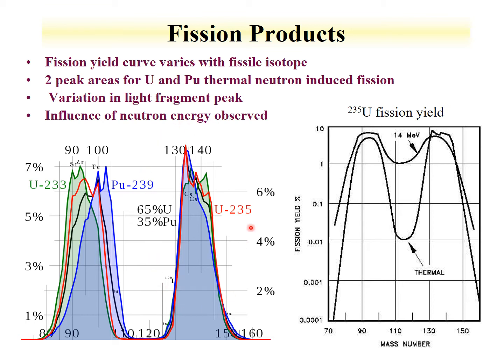And we see here that this heavy fragment is pretty consistent regardless of what isotope undergoes fission, but the light fragment changes. So the uranium-233 is lighter, the uranium-235 is a little bit more, and the plutonium-239 is a little bit more, a little bit heavier. We can also see the influence of neutron energy. Now again, this is admittedly a log scale, but as we see, as the neutron energy increases, this valley area on the fission product distribution curve decreases.